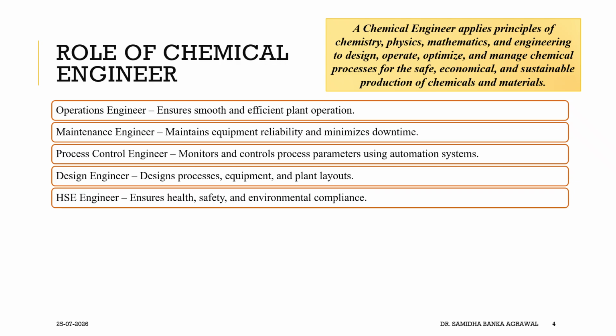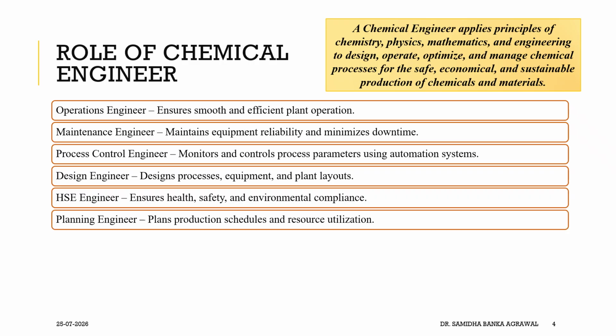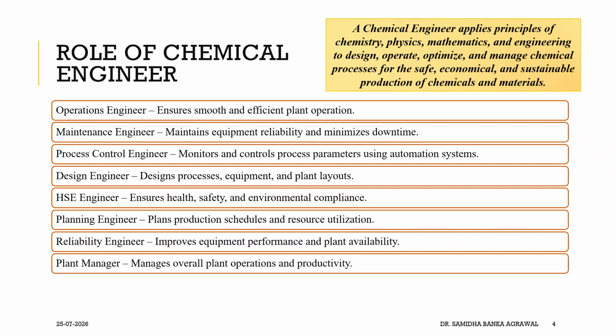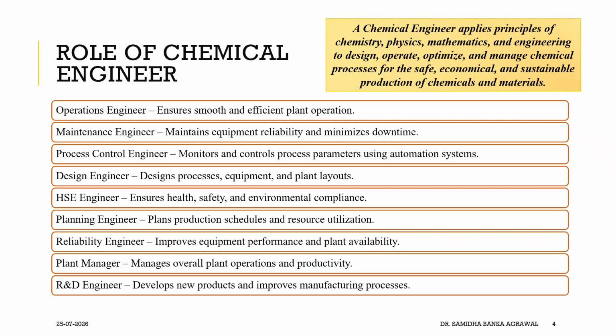As an HSE engineer, one ensures health, safety, and environmental compliance. As a planning engineer, one works on production planning, schedules, and resource utilization. As a reliability engineer, one works on improvement of equipment performance and plant availability. A plant manager is someone who manages overall plant operations and productivity. And finally, an R&D engineer develops new and improved manufacturing processes. Thus, a chemical engineer plays an important role throughout the life cycle of every chemical plant. Now, can you identify which role is mainly responsible for designing a new chemical plant? Write down your answers in the comment section.